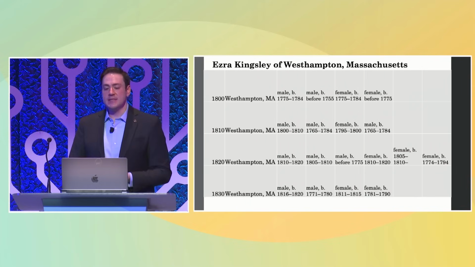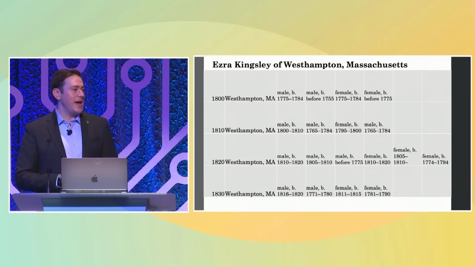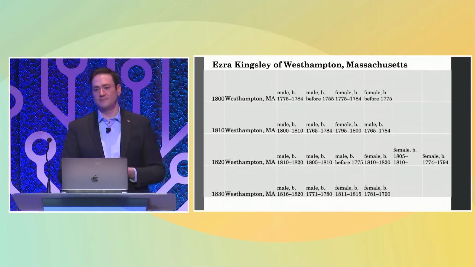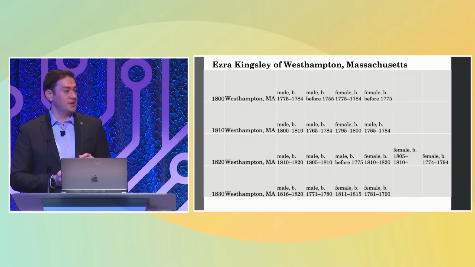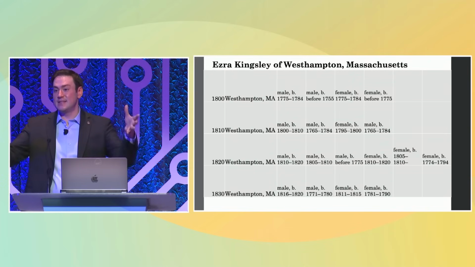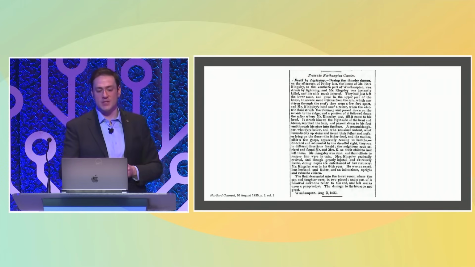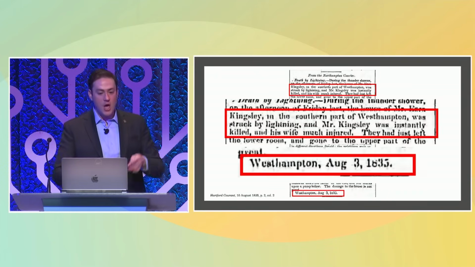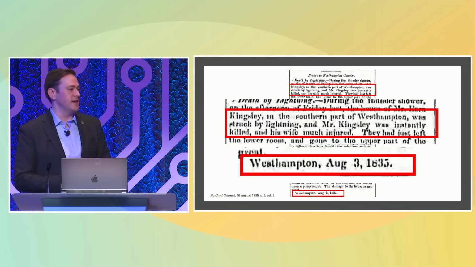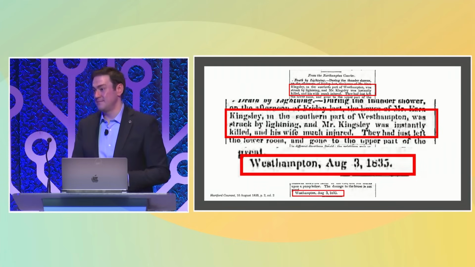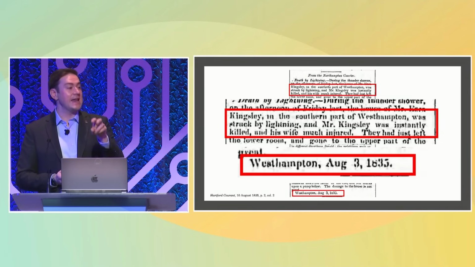So the Ezra Kingsley of West Hampton, Massachusetts can actually be found there in 1800, 1820, and 1830. That's not my ancestor. Same name, not my ancestor, because he's not coexisting in 2 places at the same time. Also, he is definitely not my ancestor because newspapers tell me that this Ezra Kingsley was struck by lightning and killed in August of 1835. My Ezra is very much living in the 1840 census. Not my Ezra Kingsley, but I now know how to pick him apart when I look at different records.